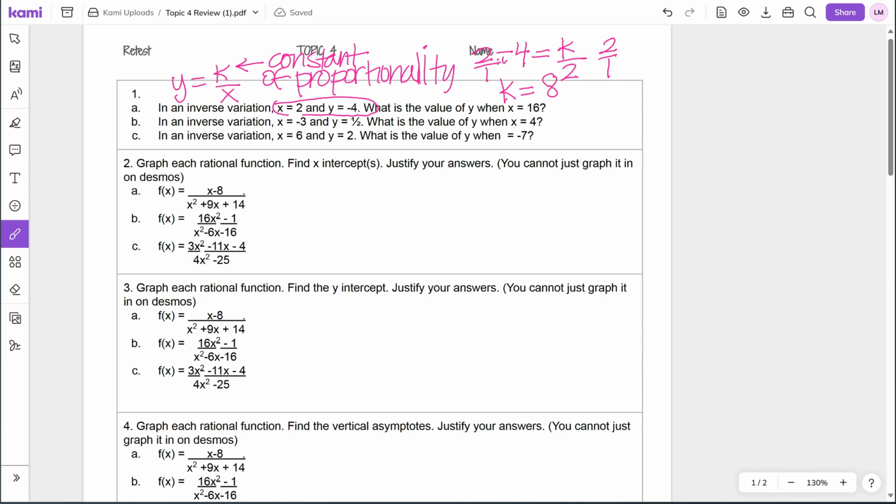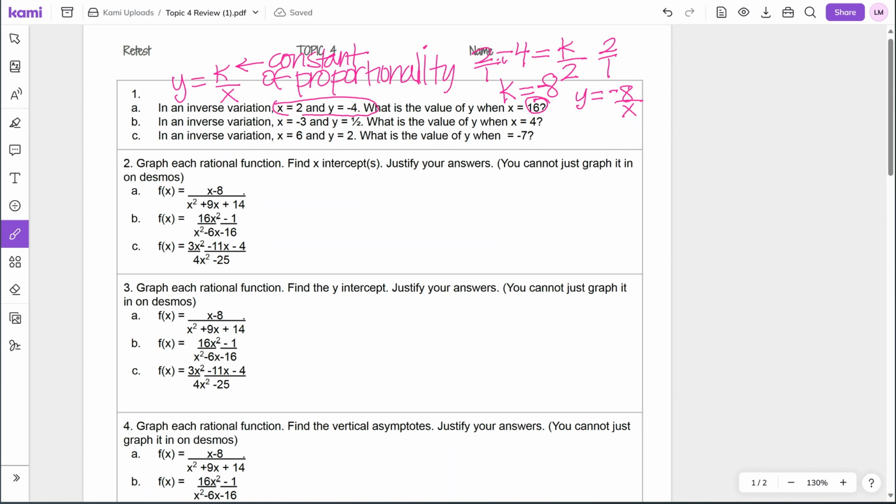So now I can rewrite my equation, y equals k over x, but k is -8, so -8 over x. And I can plug in 16 for x and solve for y. All right, so I do that for each one. So my constant of variation will be different for B and C. That's how you get that started.